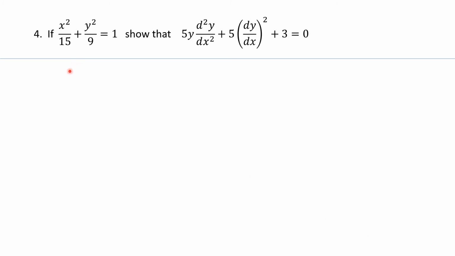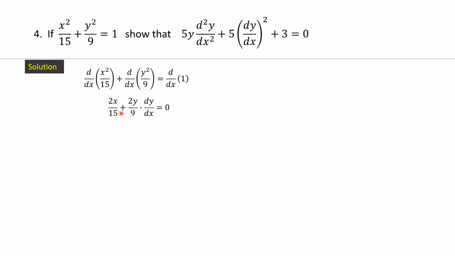Question number 4. If x squared over 15 plus y squared over 9 equals 1, show that 5y times the second derivative, plus 5 times the first derivative squared, plus 3 equals 0. So we find the first derivative. We differentiate every term with respect to x. We get 2x over 15 plus 2y over 9 dy/dx equals 0, and then we differentiate again.